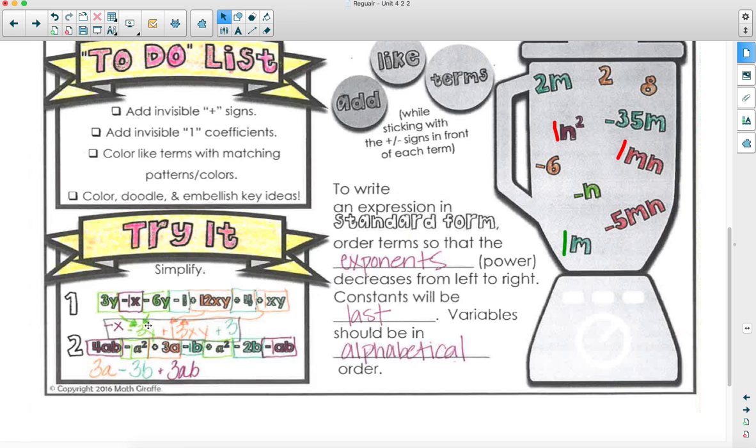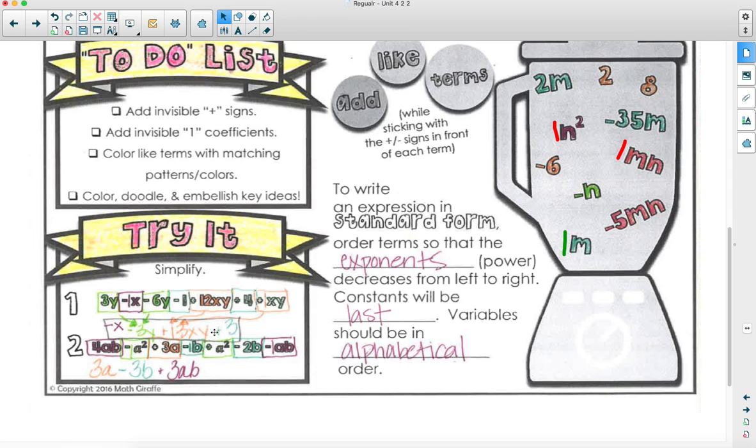Then I had the double variable. So I'm looking at my orange pieces. I had a positive 12xy plus 1xy. So 12 plus 1 equals 13. It's positive, so I put plus 13xy.